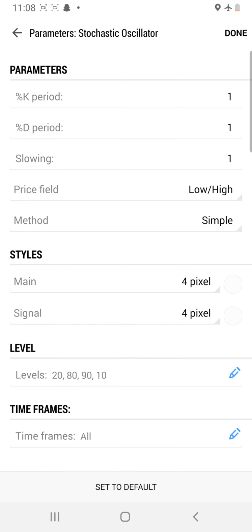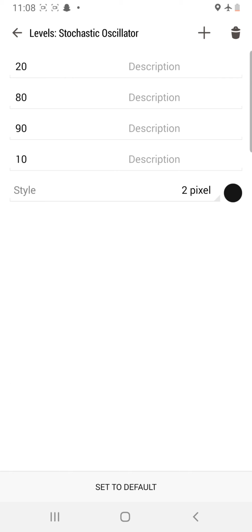So for the main and for the signal, they should all have the same color as your background color. In my case, I've got a white background as you saw, and I chose white. And then what's important are these levels. We've got the level 20, the level 80, the level 90, and the level 10. These are very important levels.